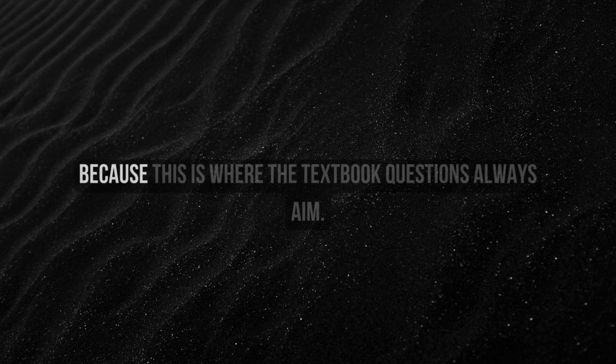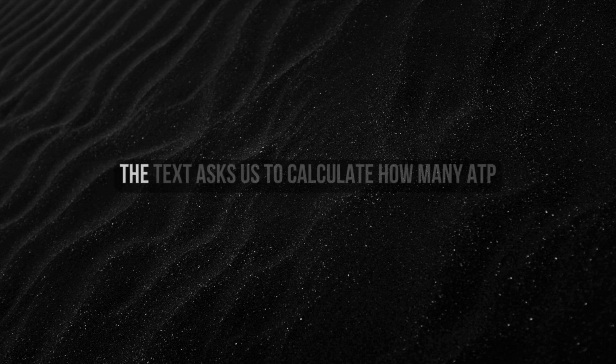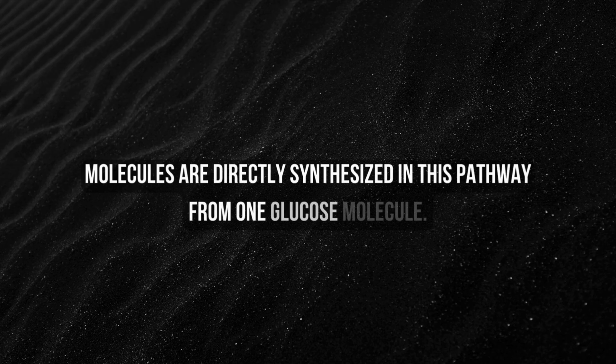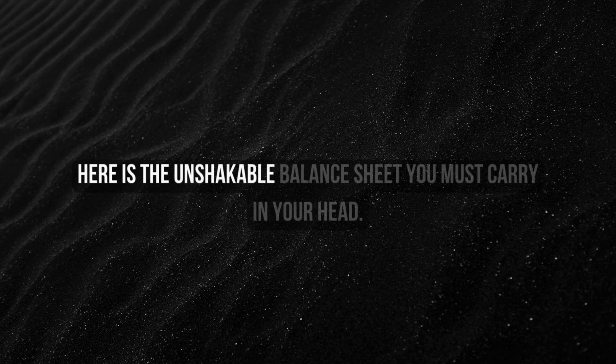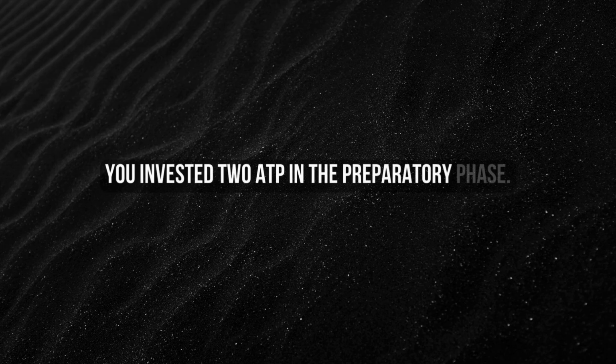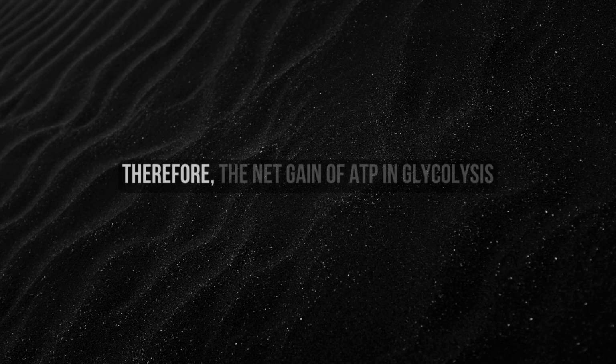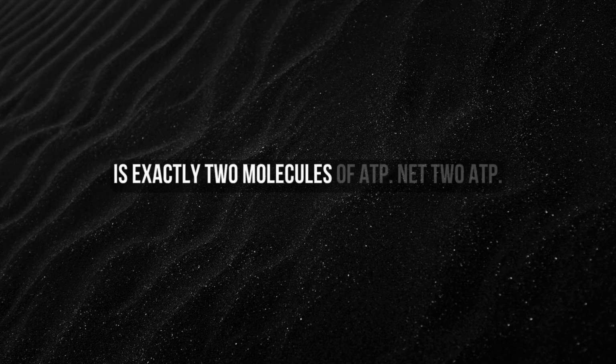Let's do the final math, because this is where the textbook questions always aim. The text asks us to calculate how many ATP molecules are directly synthesized in this pathway from 1 glucose molecule. Here is the unshakable balance sheet you must carry in your head. You invested 2 ATP in the preparatory phase. You directly synthesized 4 ATP in the payoff phase. Therefore, the net gain of ATP in glycolysis is exactly 2 molecules of ATP.